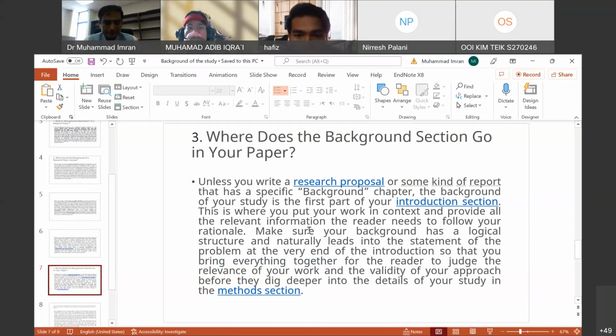Unless you write a research proposal or some kind of report that has a specific background chapter, the background of your study is the first part of your introduction section. This is where you put your work in context and provide all the relevant information the reader needs to follow your rationale. Make sure your background has a logical structure and naturally leads into the statement of the problem at the very end of the introduction, so that you bring everything together for the reader to judge the relevance of your work and the validity of your approach before they dig deeper into the detail of your study in the method section.